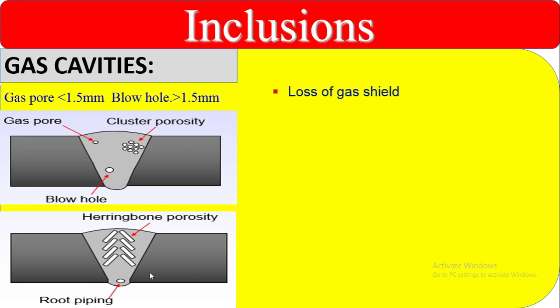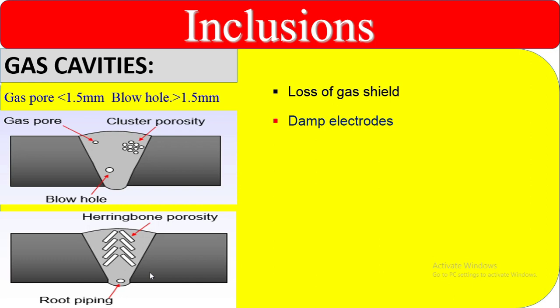What is the cause of this inclusion, meaning gas cavities? Loss of gas shield. When you are doing welding, maybe your gas is not continuously feeding in a proper way. Maybe the gas is lost, the gas is finished, or less gas is generated to that area. That's why the gas pore is generated.